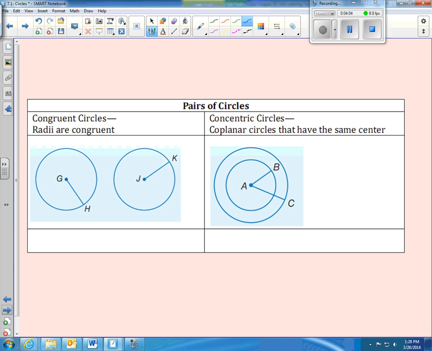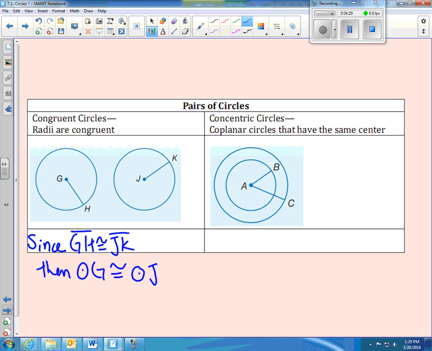Okay, let's talk about pairs of circles. We have two different types of pairs. We have congruent circles, so that means that the radii are congruent. So, since GH is congruent to JK, then circle G is congruent to circle J, because their radius is going to go all the way around, so that means their whole circle is going to be congruent.